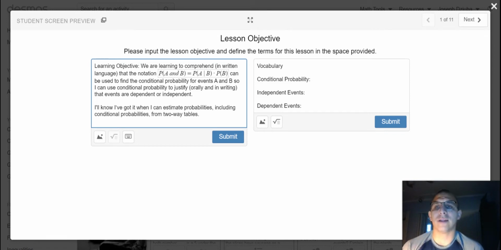So learning to comprehend that the notation, the probability of A and B is equal to the probability of A given that B must occur times the probability of B can be used to find the conditional probability for events A and B. So I can use conditional probability to justify that events are dependent or independent. I'll know I've got it when I can estimate probabilities, including conditional probabilities from two-way tables.